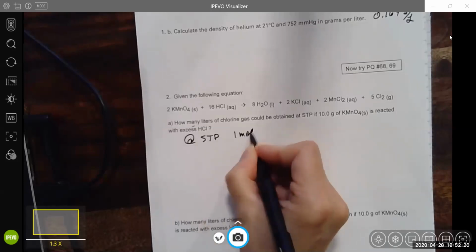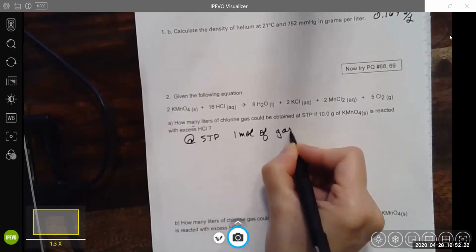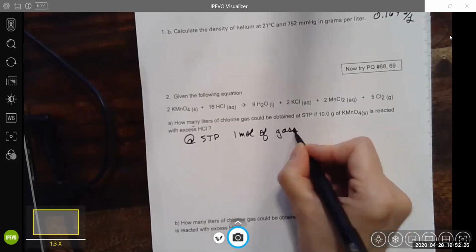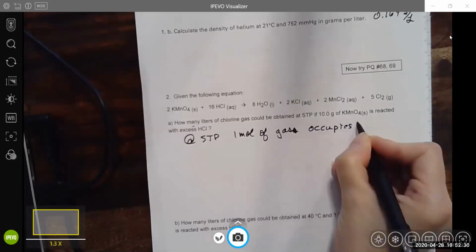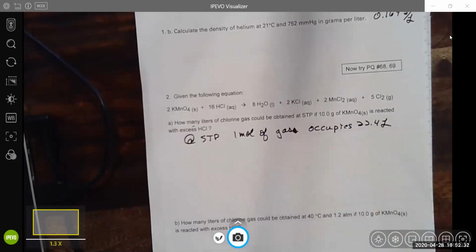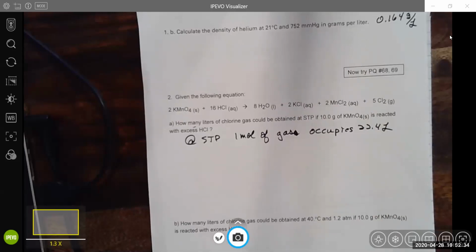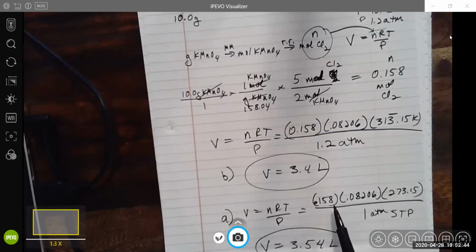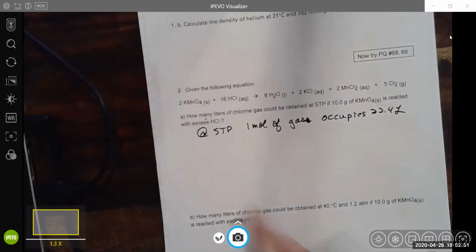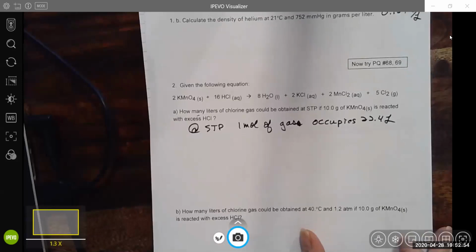1 mole of gas occupies 22.4 liters. It's called the molar volume. And I posted a video about where that comes from. It's not a mystery. If you didn't see the video, basically all you do is take this equation here, volume, and you put in 1 for a mole here, and you put in STP, and you get that 22.4. So any gas occupies that same volume at STP.